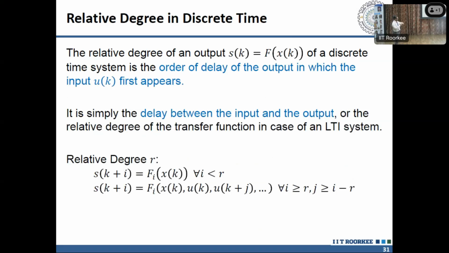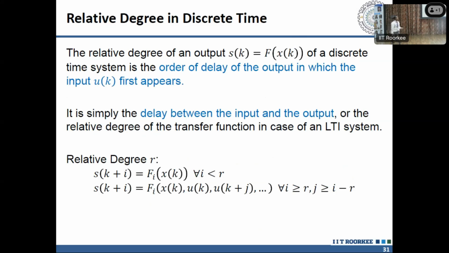So that was the design in the relative degree 1 with the relative degree 1 reaching laws. Now you will see some new results with a higher relative degree sliding variable in discrete time. So what is the relative degree that we need to understand? The relative degree is the order of delay of the output at which the input first appears. It is simply the delay between the input and the output.